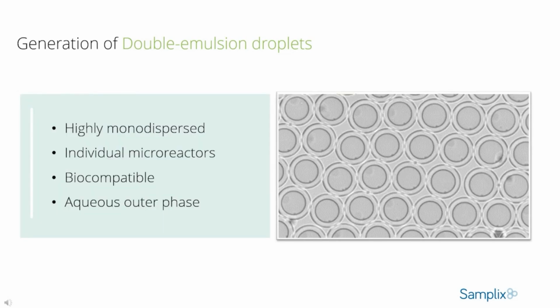Due to its monodispersity, these droplets can then act as individual vessels or microreactors, like individual wells on a microtiter plate, where single cells can be encapsulated, cultured, and analyzed. Moreover, particularly for double emulsions, since they are suspended in an aqueous outer phase, these droplets are then compatible with flow cytometry and cell sorters.